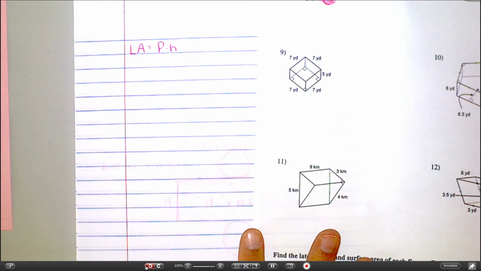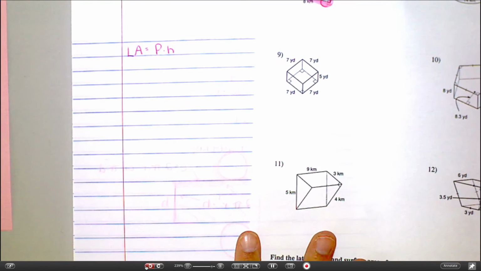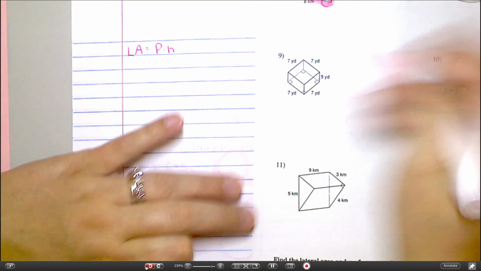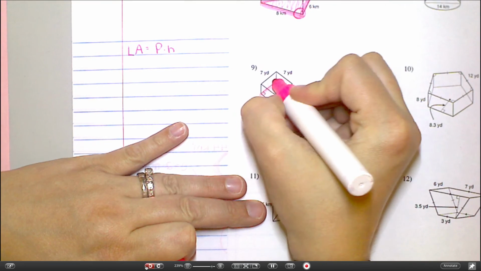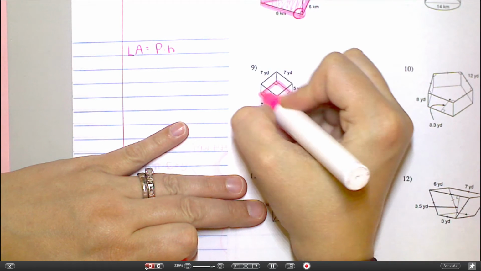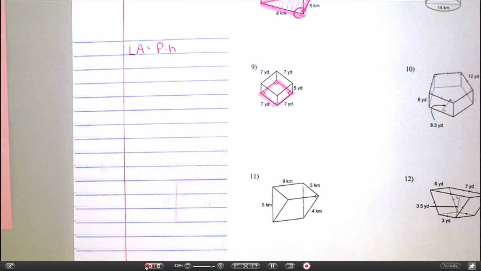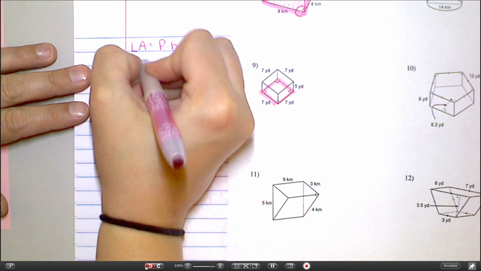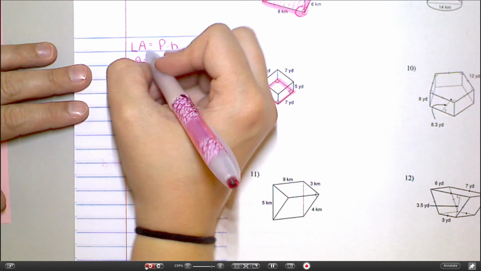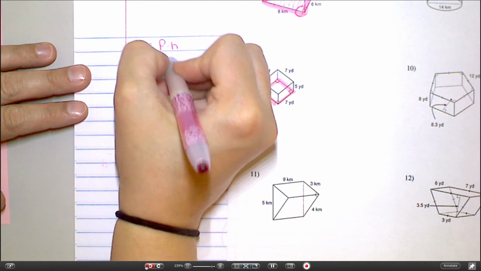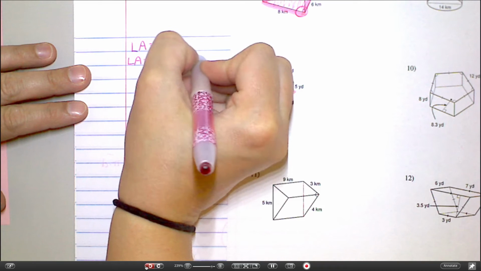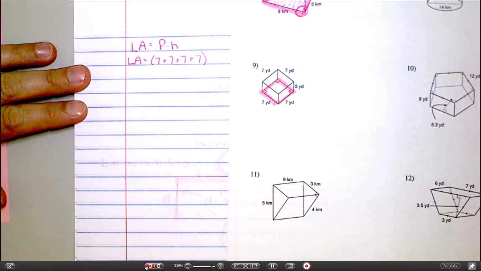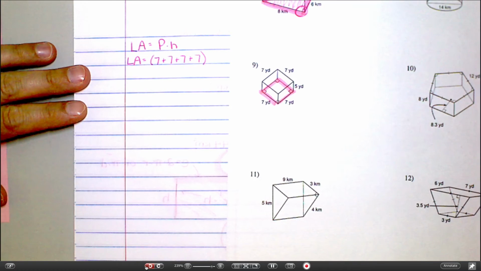Okay. How do I find the P? P is the what? Perimeter, right? Of the base. So I would add up these 4 sides. Are they all 7s? Because that bottom is a square, right? How many sevens? Okay. So my perimeter is 7 plus 7 plus 7 plus 7. Right? And then I'm going to multiply by the height of the prism.